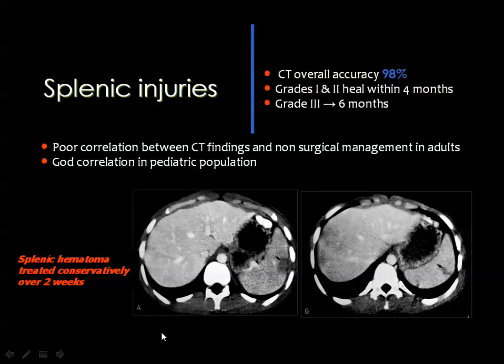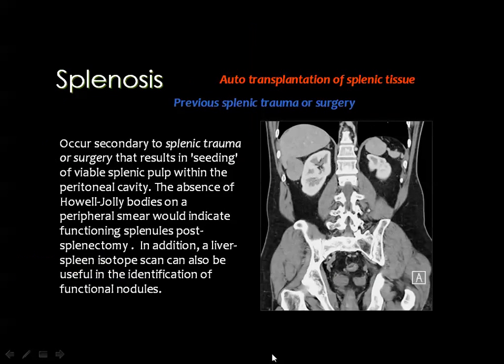And this is a grade 1 splenic injury with follow-up after conservative treatment, and this is the contusion, and this is the healing of the splenic injury. You know that the CT overall accuracy in diagnosis of splenic injuries may reach about 98%, and grade 1 and grade 2 injuries of the spleen will heal within 4 months, while grade 3 will heal over a 6 month duration, and grade 4 of course is an indication for splenectomy.